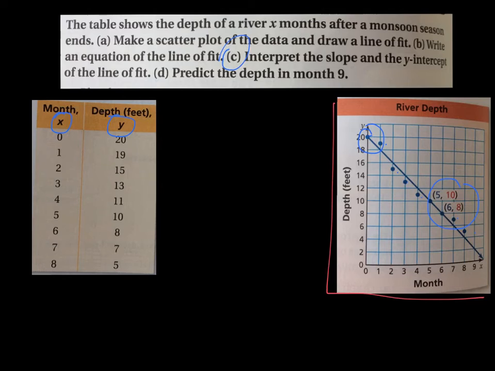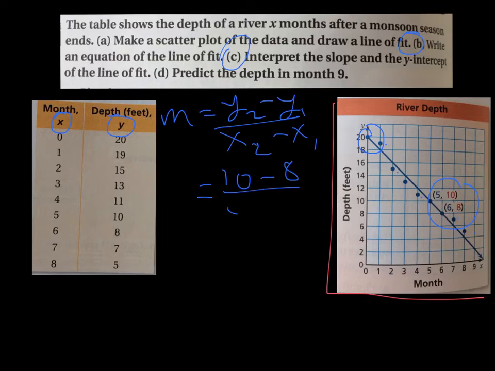So let's go ahead and do this. So we have m equals y2 minus y1 over x2 minus x1. So we're working on B right now, right? An equation of the line. So we have to find the slope. So we have 10 minus 8 over 5 minus 6, and that equals 2 over negative 1. So our slope, m, equals negative 2, right?